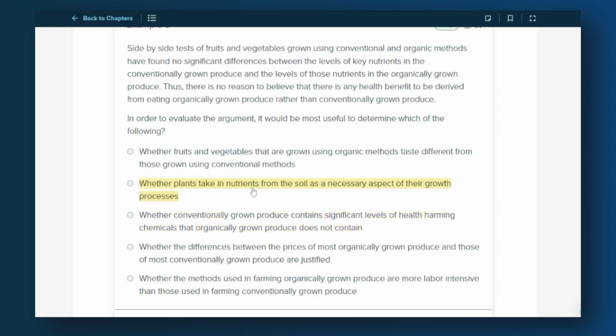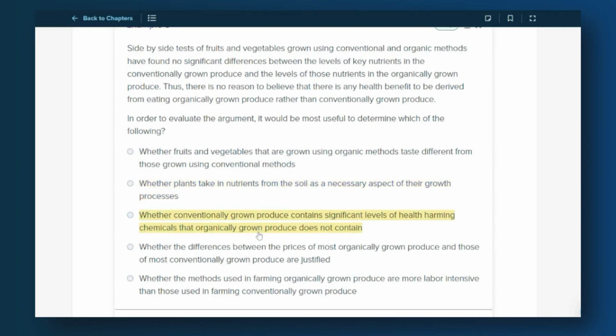B. Whether plants take in nutrients from the soil as a necessary aspect of their growth processes. Whether the plants take in nutrients as part of their growth or not is a different issue than the health benefits humans would get from consuming the same plants. It sounds similar enough to be tempting, but it's talking about a different part of the plant's life cycle than we're talking about in the argument.